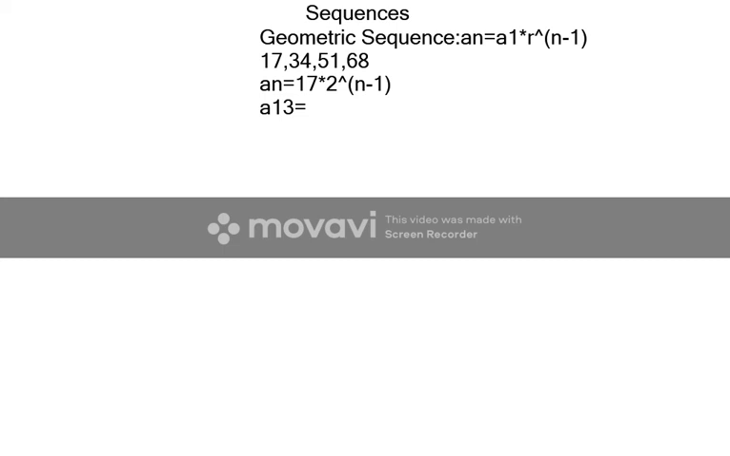So a sub 13 is equal to 17 times 2 to the power of n, which in this case is 13, minus 1. 13 minus 1 is 12. From here, a sub 13 is equal to 17 times 2 to the power of 12. And again, guys, you should probably use a calculator for this one. I know I would. So that, I think, should be 512.